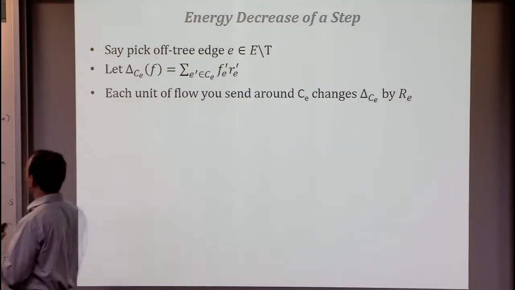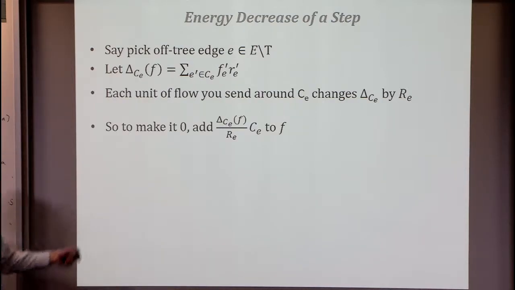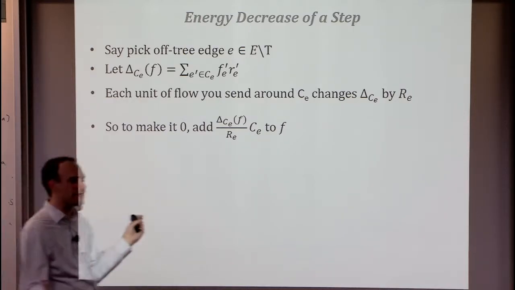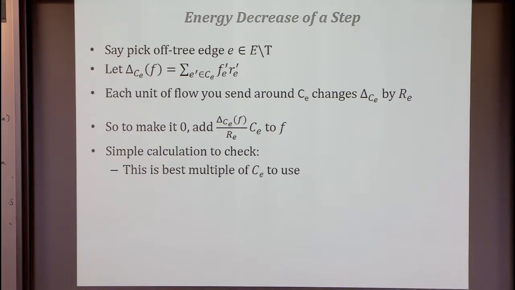And each unit of flow you send around the cycle changes this by the total resistance of the cycle. Right? So if I push one unit of flow around the cycle, the total resistance is the change in this quantity. Are there any questions on this? People with me? Good. So to make it 0, what do you add? You add that thing over RE times the cycle to the flow, the thing that makes it actually equal 0. And you can check that that actually is the thing that minimizes that over all multiples of the cycle to add. This is the thing that makes the energy go down the most.